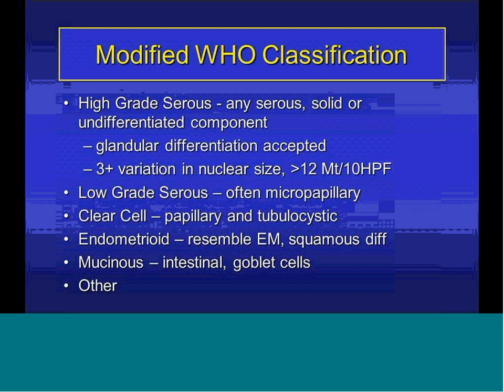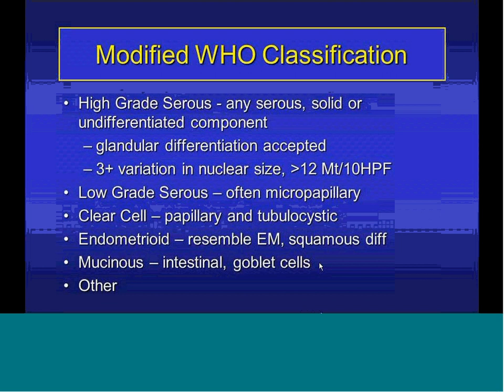Clear cell carcinomas have a very distinct papillary and tubulocystic appearance with an eosinophilic stroma in the background. Endometrioid tumors really need to resemble endometrium and will frequently be low-grade and show squamous differentiation. And then the mucinous type of tumors are almost entirely intestinal and show goblet cells. And importantly, these are the rare types of mucinous adenocarcinomas that show true stromal invasion in the ovary. So we're not talking about borderline tumors with intraepithelial carcinoma.